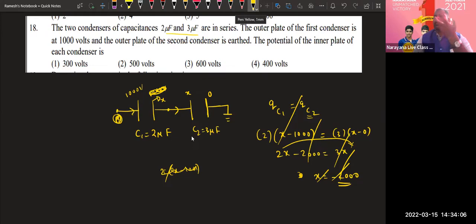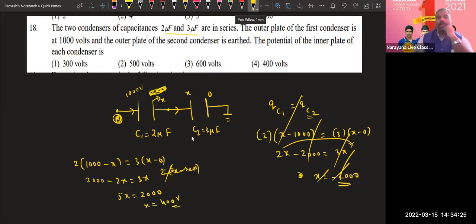So now the same method you have to do. 2 into how much? 1000 minus x equals how much? 3 into x minus 0. Okay, so 2000 minus 2x equals 3x. So 5x equals 2000. X value is how much? 400. Option 4 is correct, right? Yes, sir. Okay.